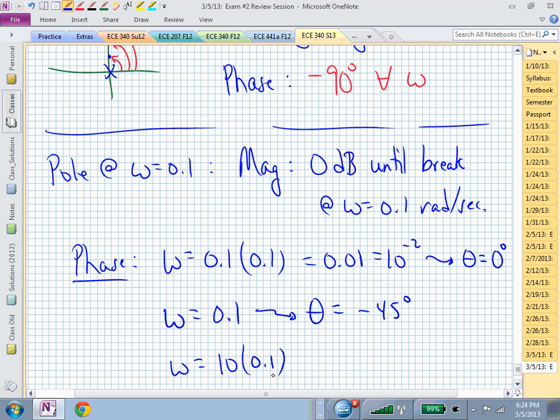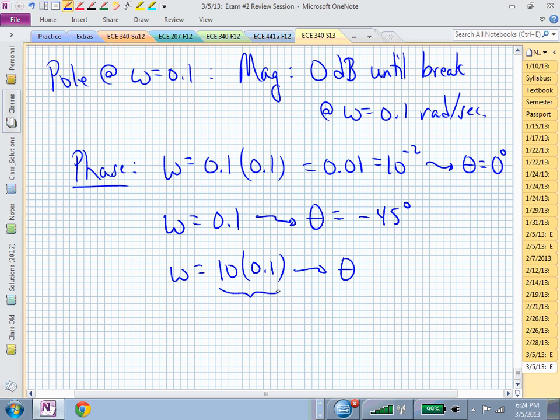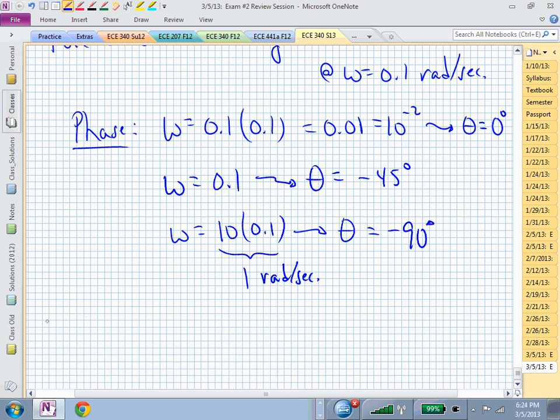And then we finally get to where all the phase is now being contributed. So this is happening at 1 radian per second. Theta is now minus 90 degrees. Questions on that? And now we can do exactly the same thing for the other 2 factors.